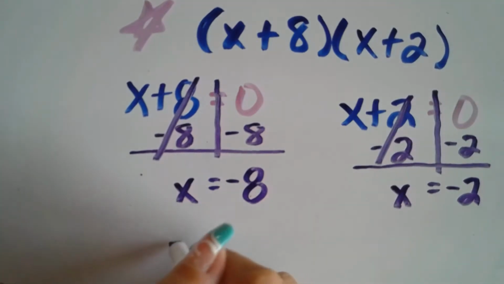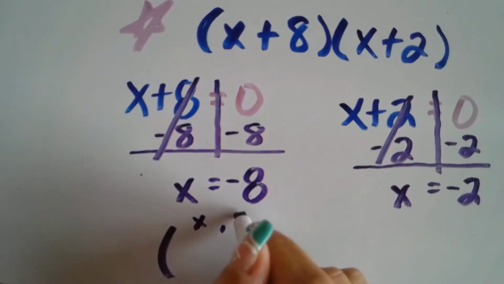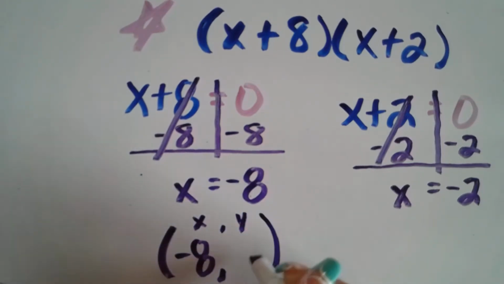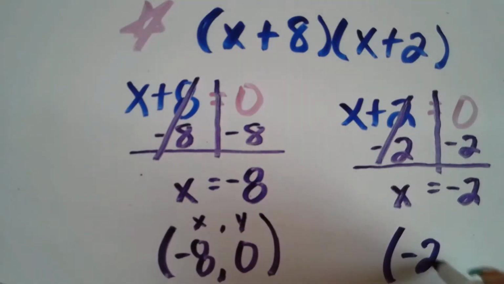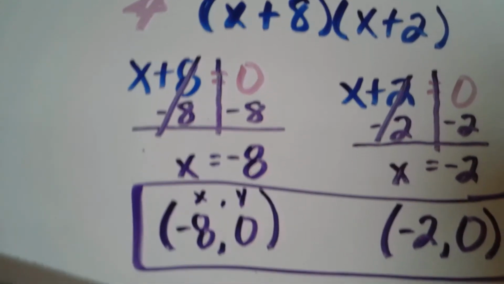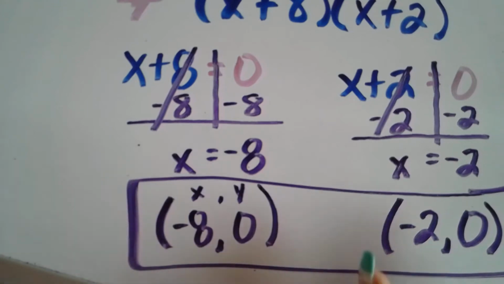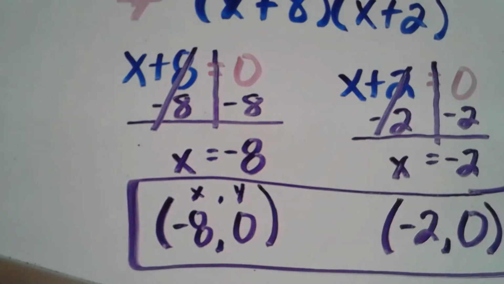And we're going to go ahead and write that as a point. So when we write our points, we know whatever goes in this slot is going to be our x, and whatever goes here is going to be our y. So x is going to be negative 8, and our y is 0. Same here. Our x is negative 2, and our y is 0. And those are your roots. And that's how you find the actual roots. So it's important to put them in point form, like writing them as if they were points, because you would end up graphing these, okay?